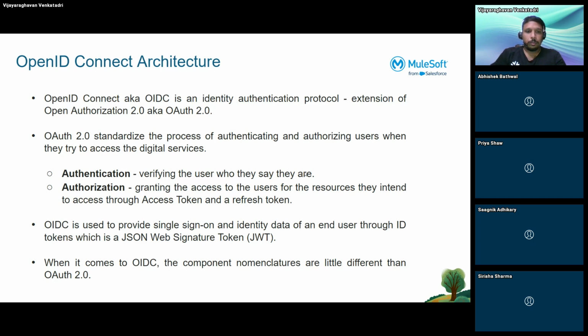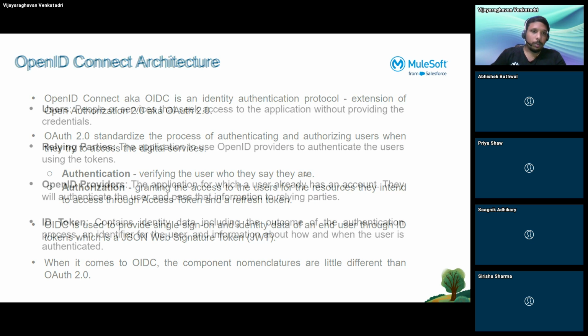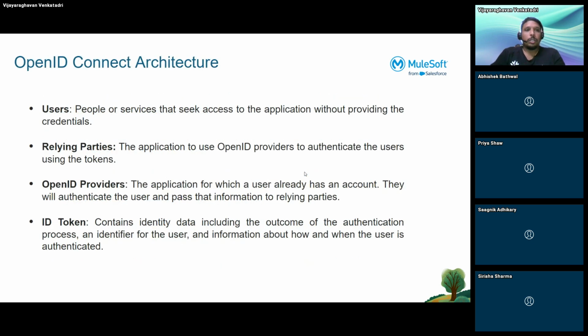And when you compare the components between OAuth 2.1 and OIDC, they have different nomenclatures, but today we are only going to focus on OIDC and how things work. For now, just consider there are four key important parameters. One is the user, who is going to seek access to the application without providing credentials.